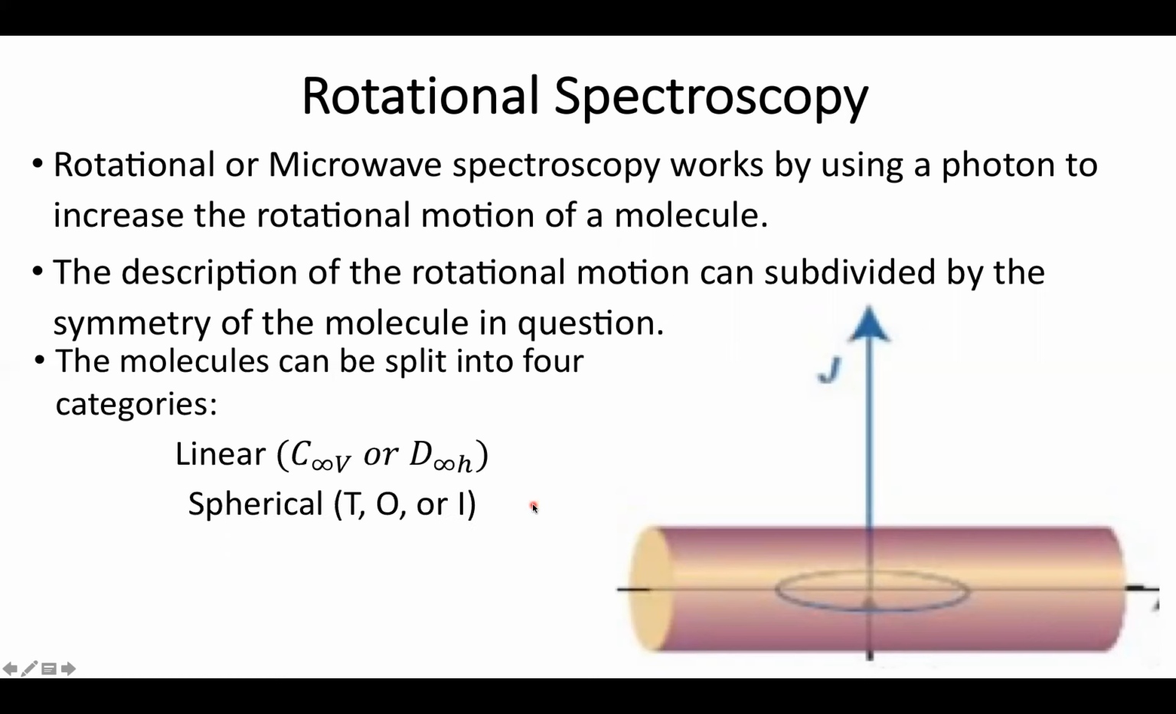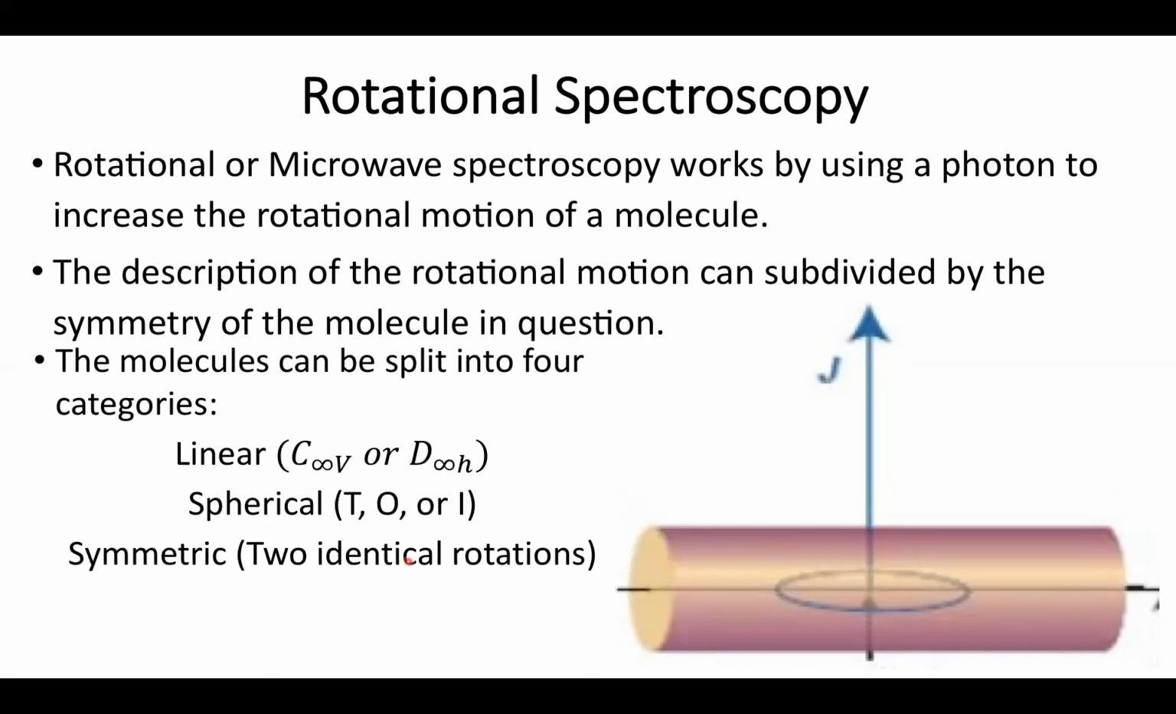However, we also have spherical molecules. These are going to be molecules that belong to the tetrahedral, octahedral, or icosahedral point groups. So in these cases, motion in all three directions are going to be equivalent, which means that I only still have to deal with one type of motion, but now I have a full three-dimensional problem, which complicates the system a little bit.